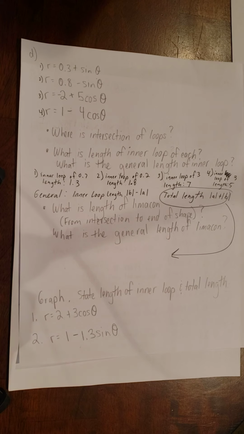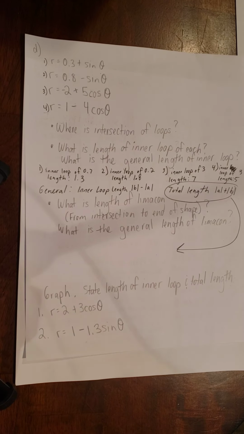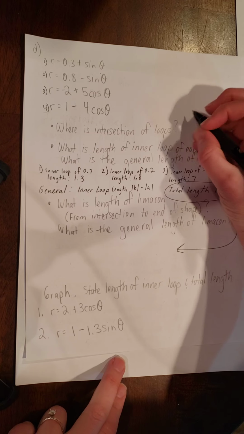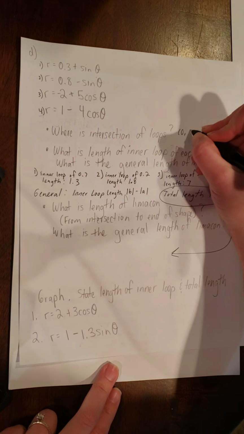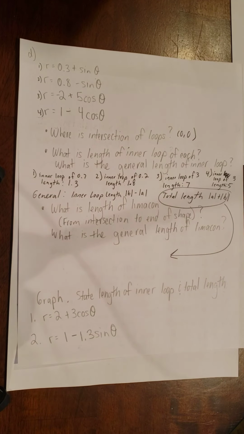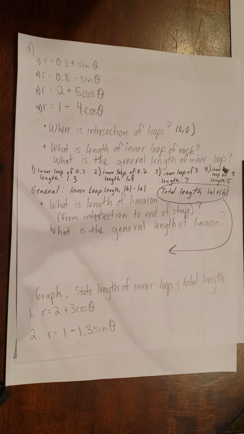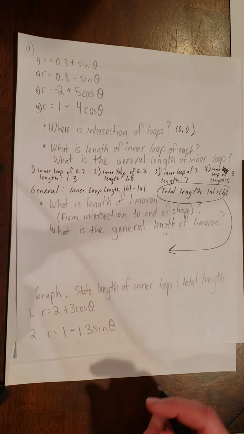So now I think we are ready to graph 2 Lima Zones. So they don't have to be perfect, but you should have the right orientation. Okay, right point of intersection up. Where is intersection of loops? All of them are at 0, 0. What appears to be 0, 0. So we'll just write that. So let's get to graphing number 1.